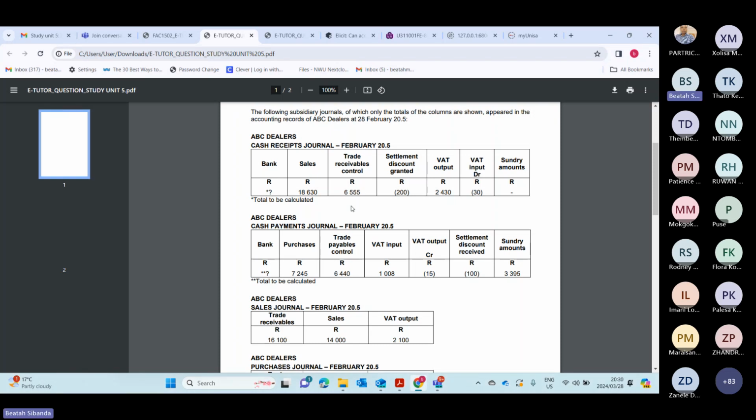That's all from me. I don't know if my colleague has something else to say. Hi, ma'am. The e-tutor groups are the groups that have been allocated to us, like the 9E and so on, that we find under the FAC1502 groups. Yes, that's correct.